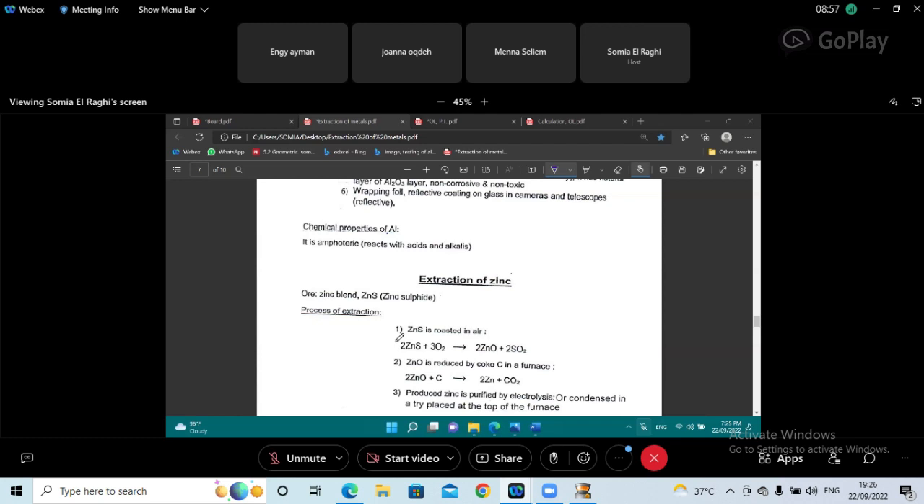Chloroplast. It makes the plants green. Function: capture sunlight for photosynthesis. Found in plants. Okay, next.